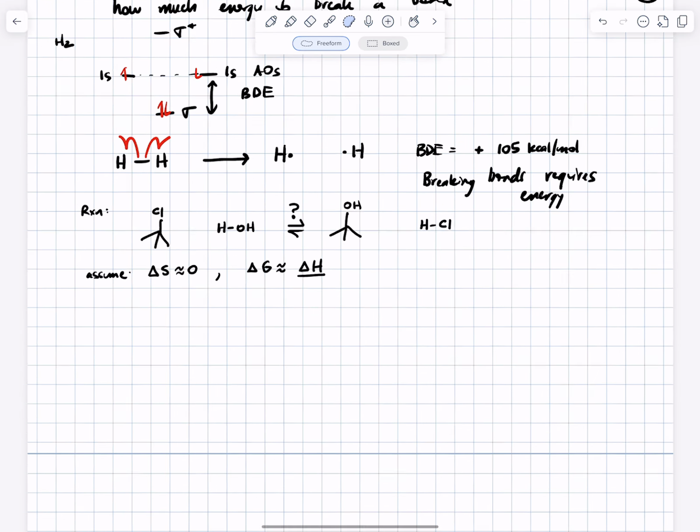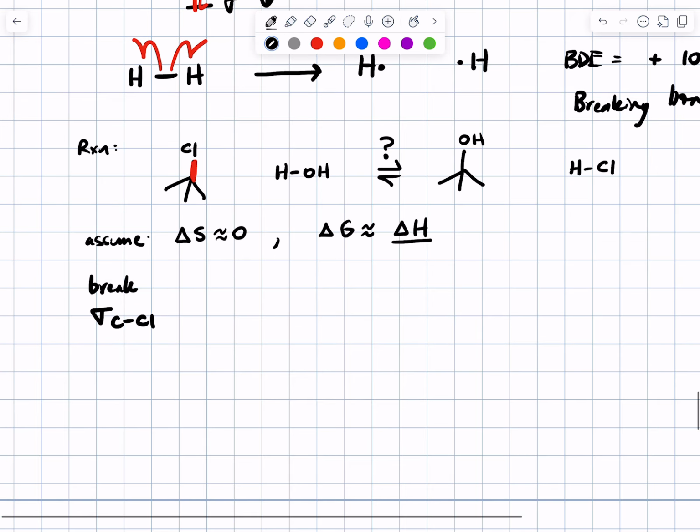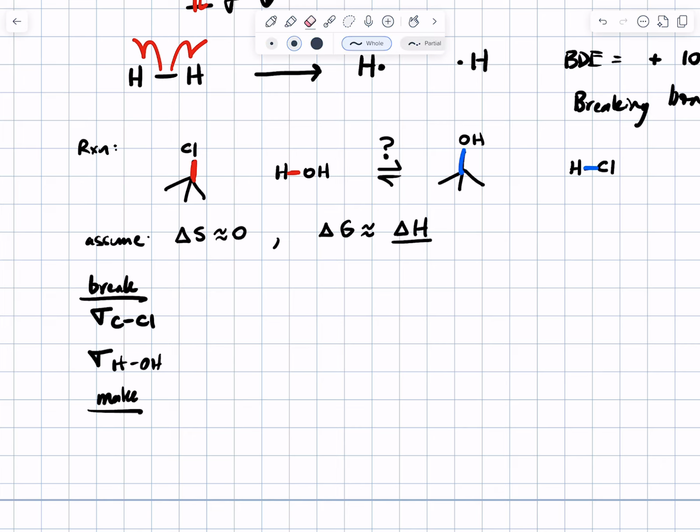All right, so what bonds do we break in this process? What bonds over here are not present over here? Yep, you got the carbon-chlorine bond, so let's write that down. We're going to break the carbon-chlorine sigma bond. What else? Yep, the hydrogen-oxygen sigma bond we're also going to break. Now we're going to make which bonds? You make hydrogen-chlorine, you make carbon-oxygen. All right.